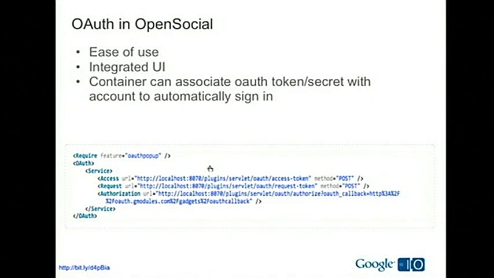So in order to get a REST endpoint on a back-end system to work with an OpenSocial gadget, you simply have to tell that gadget where the endpoints are for the OAuth authentication. And then you hand off all the complexity of getting that authorization to the container itself. So it's literally adding these 3 lines of code to your gadget specification, and you're able to be OAuth enabled.